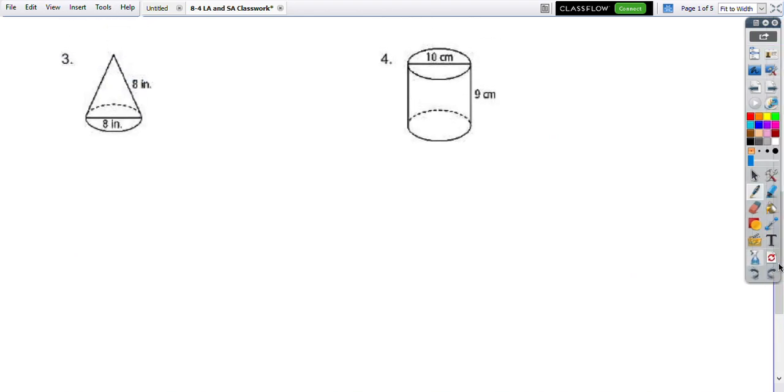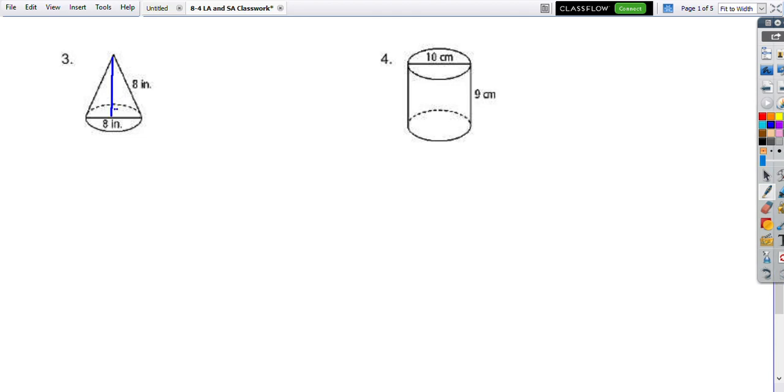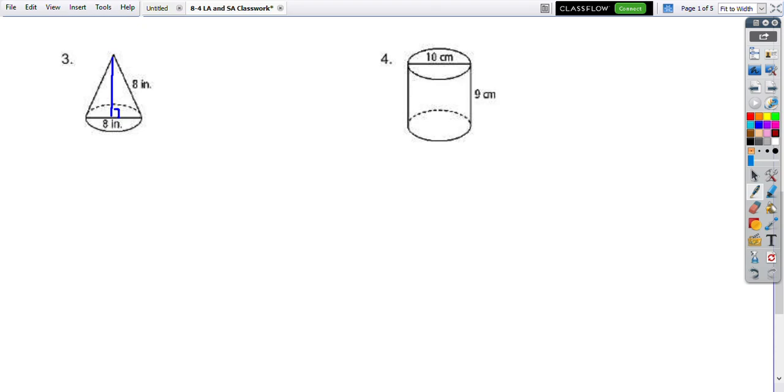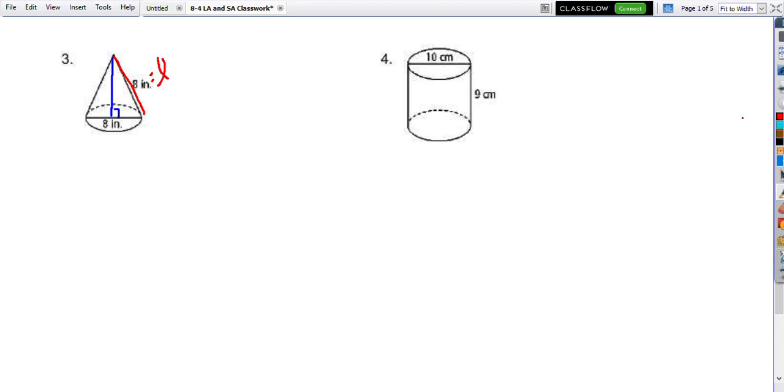So cones, okay, cones once again. So I'm looking at my cone. The cone has a height which runs perpendicular. This is called a right cone because the height is directly above the center of the cone. And then this side over here is referred to as our slant height. That gets that lowercase cursive L.